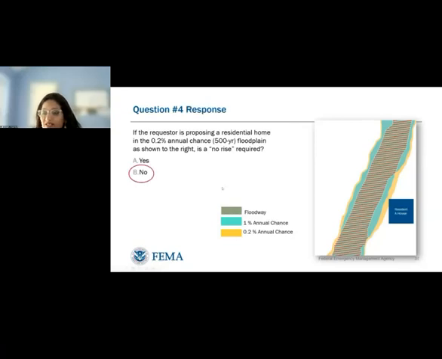Okay, so the answer is no. 83% are right. The reason being, the requirements of a no-rise are only applicable within the floodway or the 100-year floodplain. So again, based on the NFIP regulations, unless you have another requirement, you can ask, but based on the NFIP requirements, if they are within the 500-year, no-rise certification is not required.